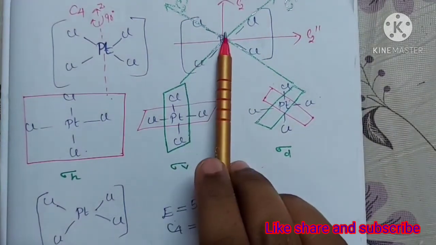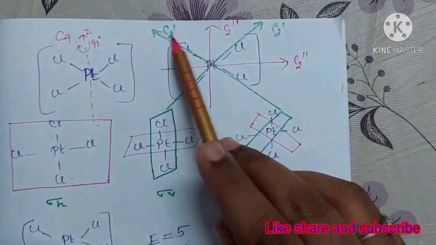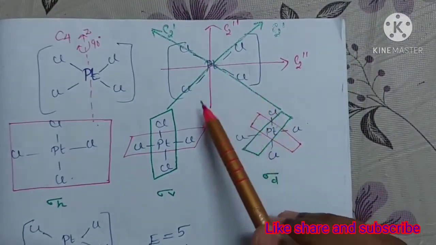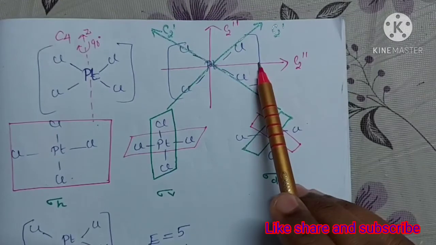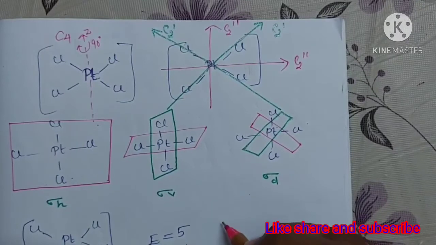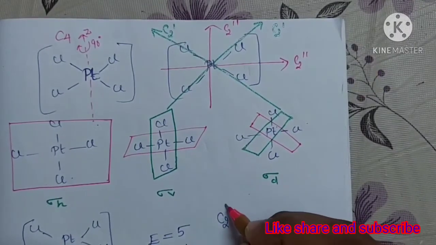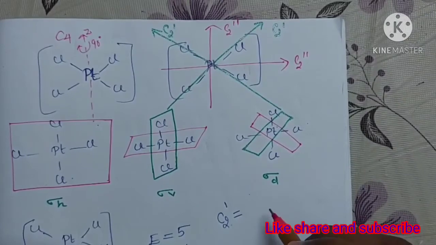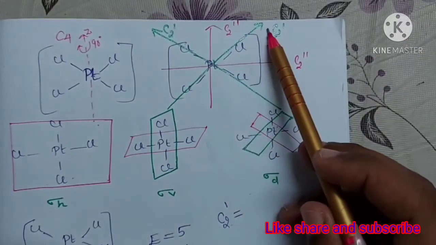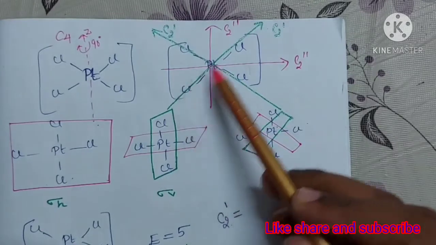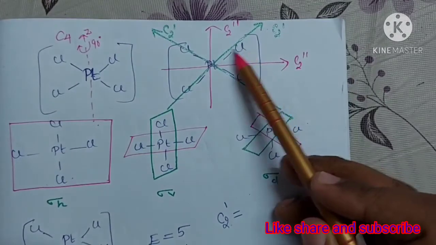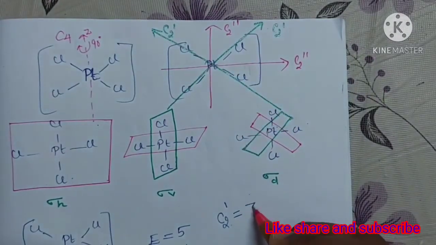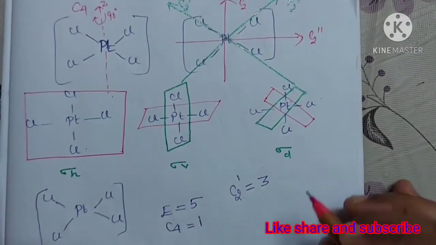Next is the case of C2, and there we have 2 C2s. The axis passing along these 2 chlorine atoms, we say C2 prime. And the axis passing along this platinum, we say it is C2 double prime. So now we have to find for each case. So for C2 prime, when we are doing this C2 prime, the axis passes along chlorine, platinum and chlorine. So while we are rotating along this axis, these 3 atoms will be unshifted and these 2 will be shifted. So the number of atoms unshifted will be 3 in the case of C2 prime.